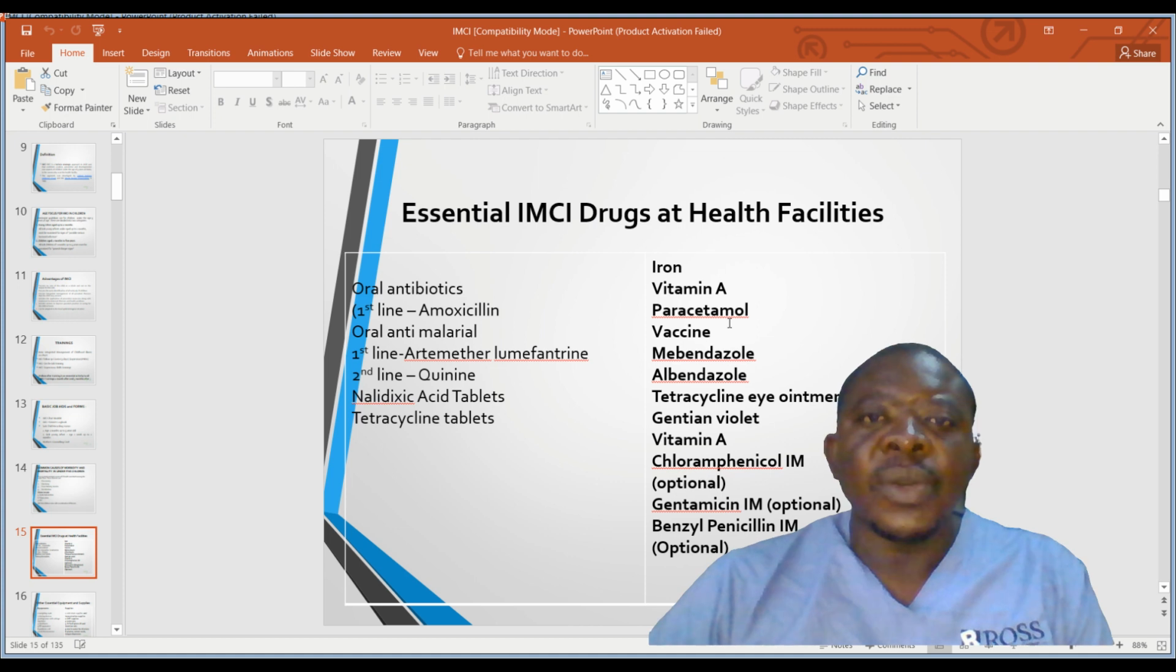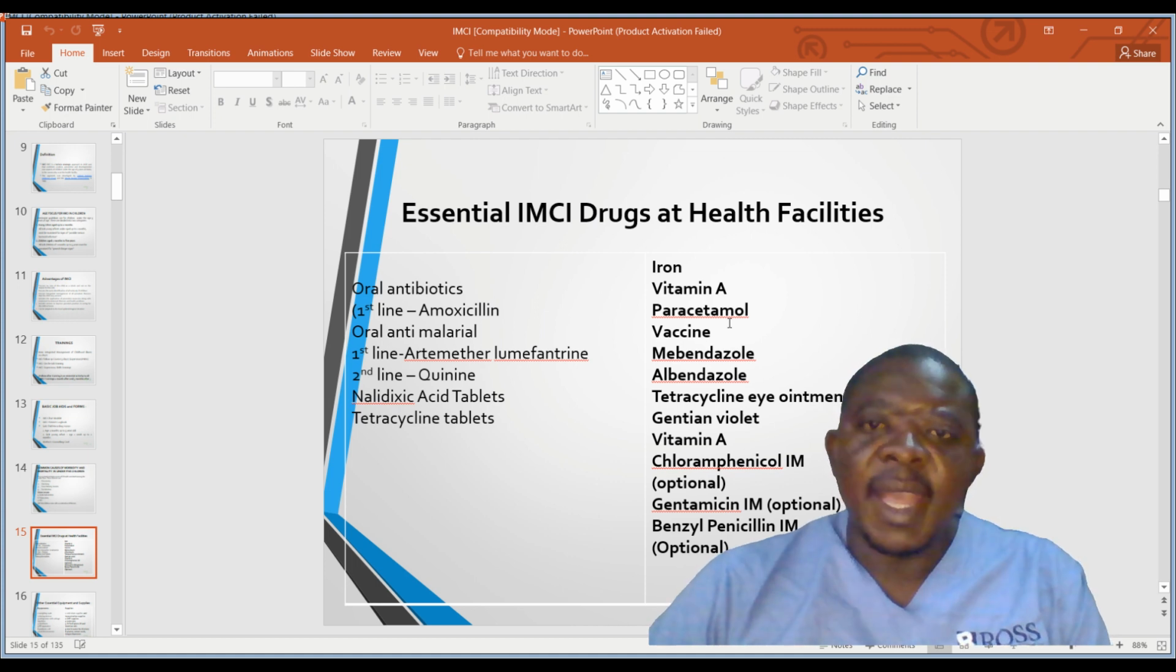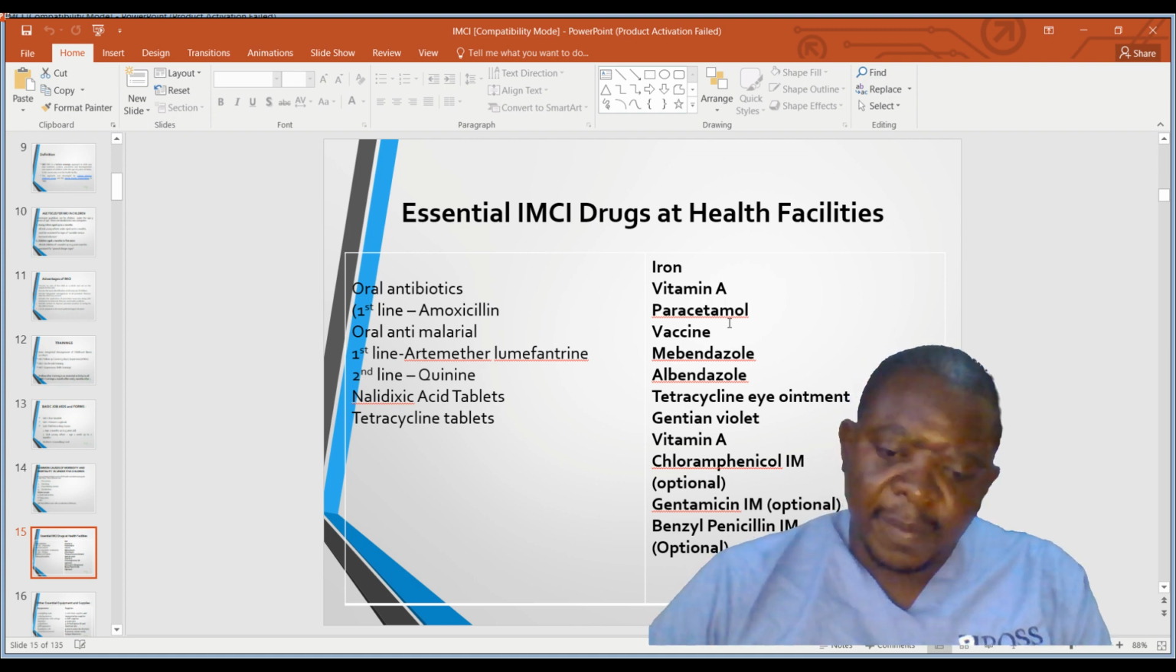Some essential IMCI drugs at the health facility include oral antibiotics like amoxicillin as first line, then oral antimalarials: first line artemether-lumefantrine, second line quinine. Also nalidixic acid tablets, iron, vitamin A, paracetamol, vaccines, antiemetics, chloramphenicol eye ointment, gentian violet, benzylpenicillin, and gentamicin. Chloramphenicol is optional as it may cause anemia.